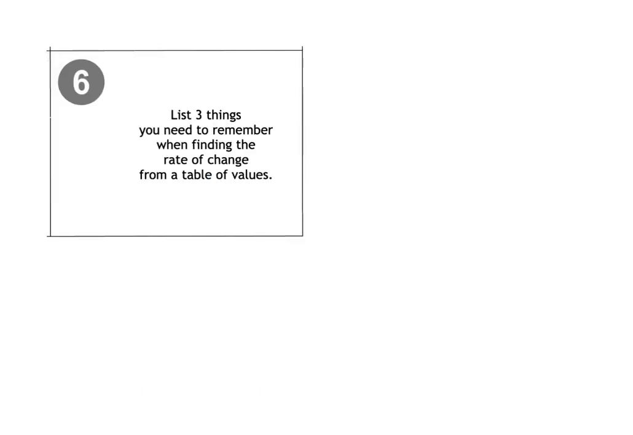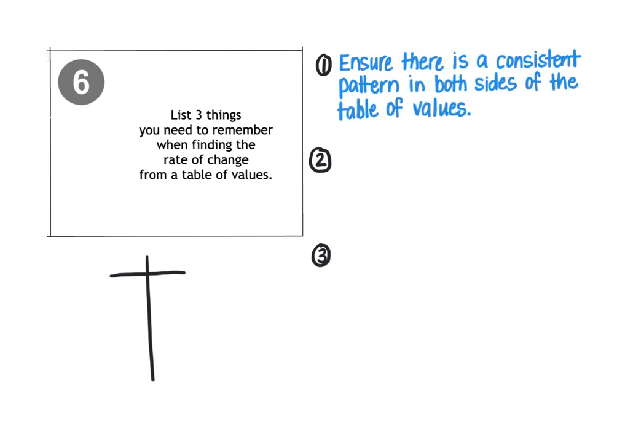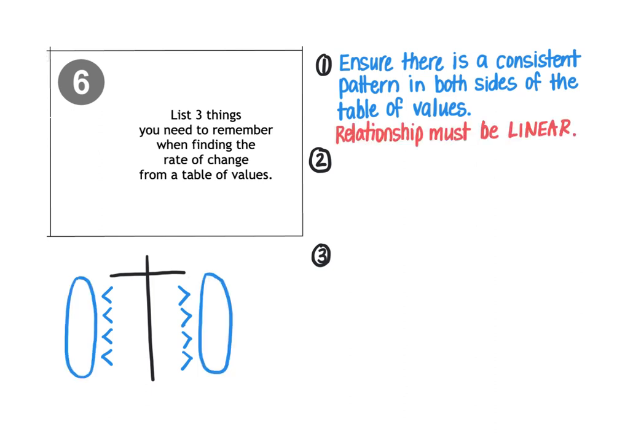Finally, we're asked to list 3 things we need to remember when finding the rate of change from a table of values. First, we'll need to make sure that there's a consistent pattern in both sides of our table. We need to see that the relationship is linear. So if we can find an increasing consistent pattern in the dependent and the independent side, we'll be able to find the rate of change.